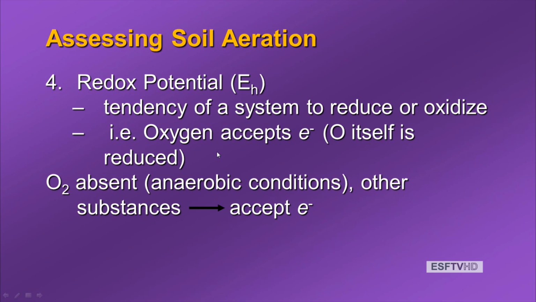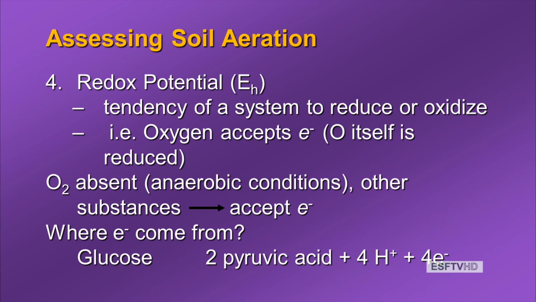What happens when oxygen is depleted? In that case, something else has to accept the electrons. And the absence of oxygen is called anaerobic conditions. Poorly drained conditions lead to absence of oxygen, and other substances accept electrons.